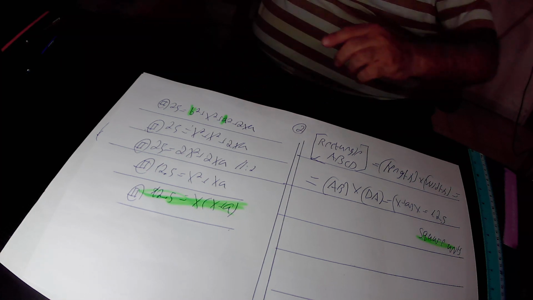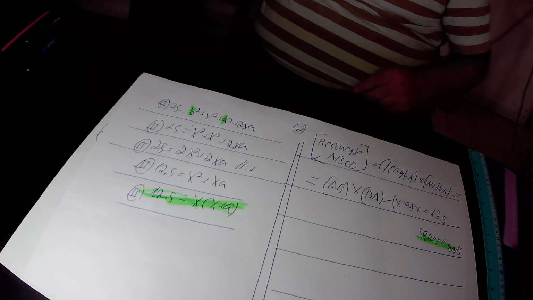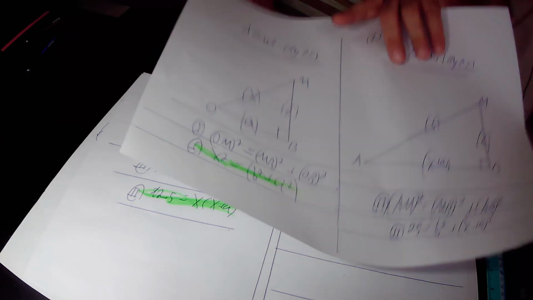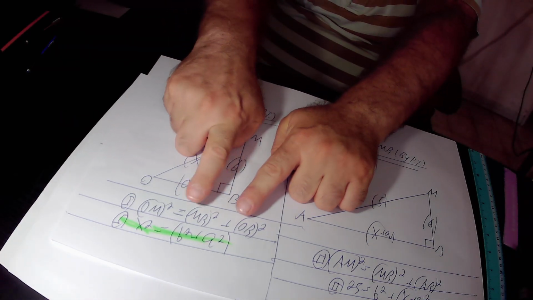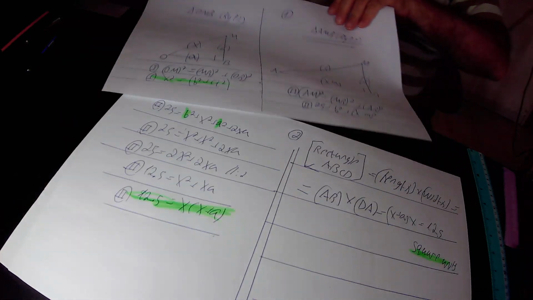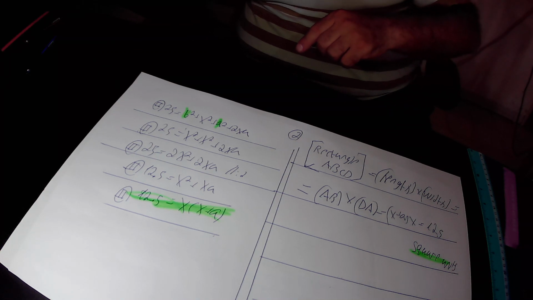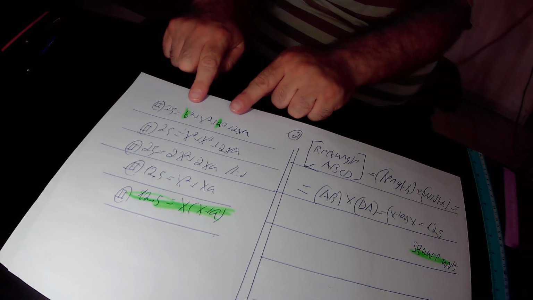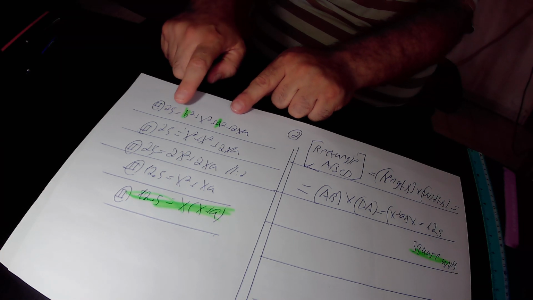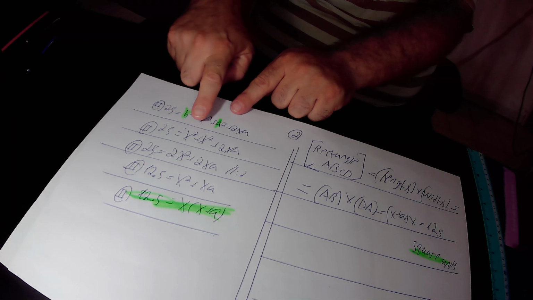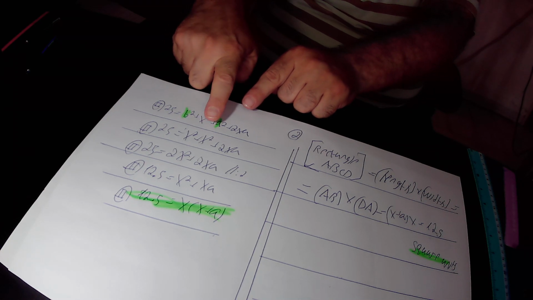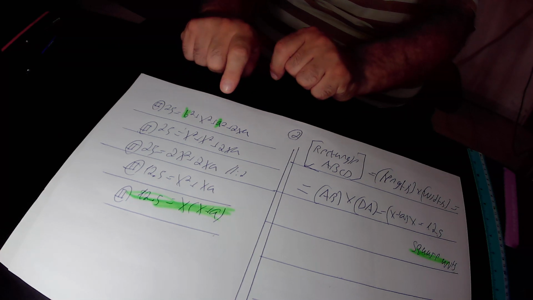But according to equation 1, we have already found out that b squared plus a squared equals x squared. Therefore, we can substitute b squared plus a squared in equation 2 by x squared from equation 1. We did it, and we have found out that 25 equals b squared plus a squared, which is x squared, and we have x squared again plus 2 times x times a.